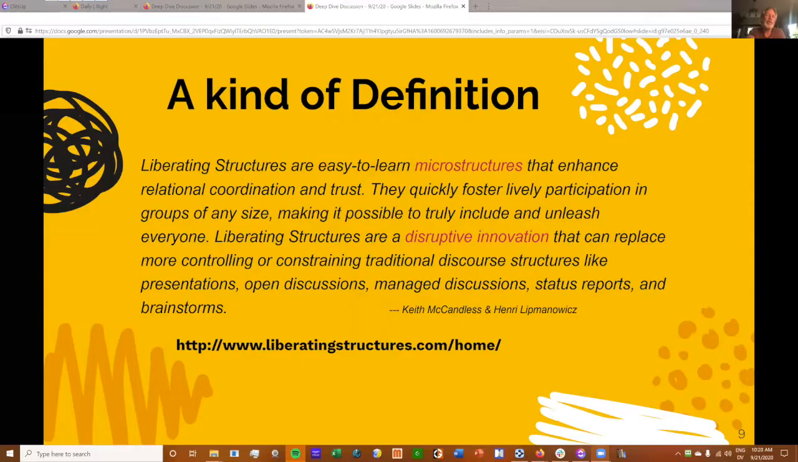So Christine, if you could throw up the slide, kind of a definition of liberating structures. Most things around liberating structures are descriptions of their impact, but you could take a look at this definition. They're microstructures, easy to learn, foster lively participation. John's case, shut down lively participation, possibly.